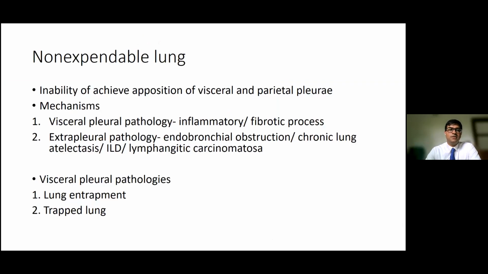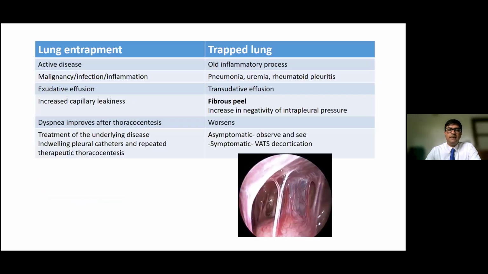So this brings us to a discussion about non-expandable lung. Non-expandable lung means inability to achieve apposition of the visceral and parietal pleura. The mechanism can be due to visceral pleural pathology or extrapleural pathology such as endobronchial obstruction. Visceral pleural pathologies include lung entrapment and the trapped lung. So what is the difference between lung entrapment and the trapped lung?